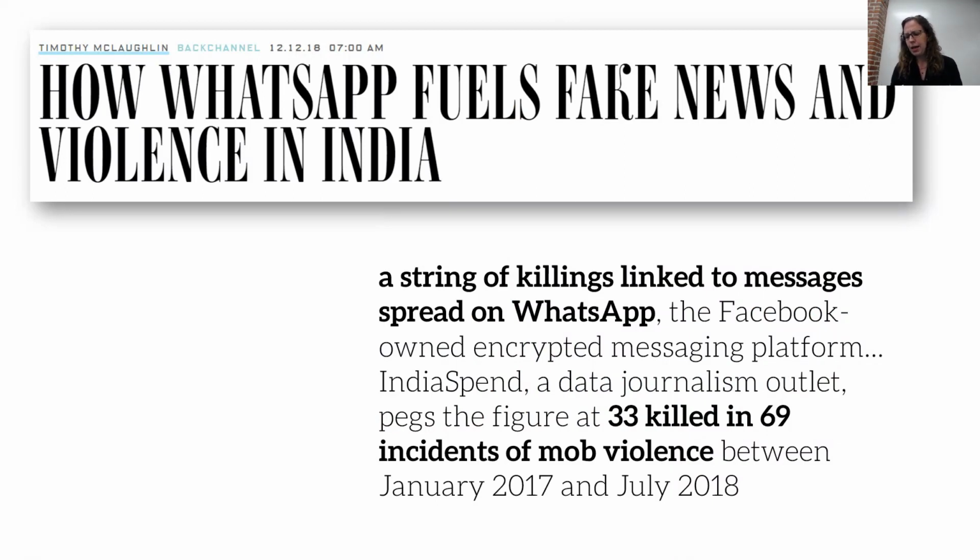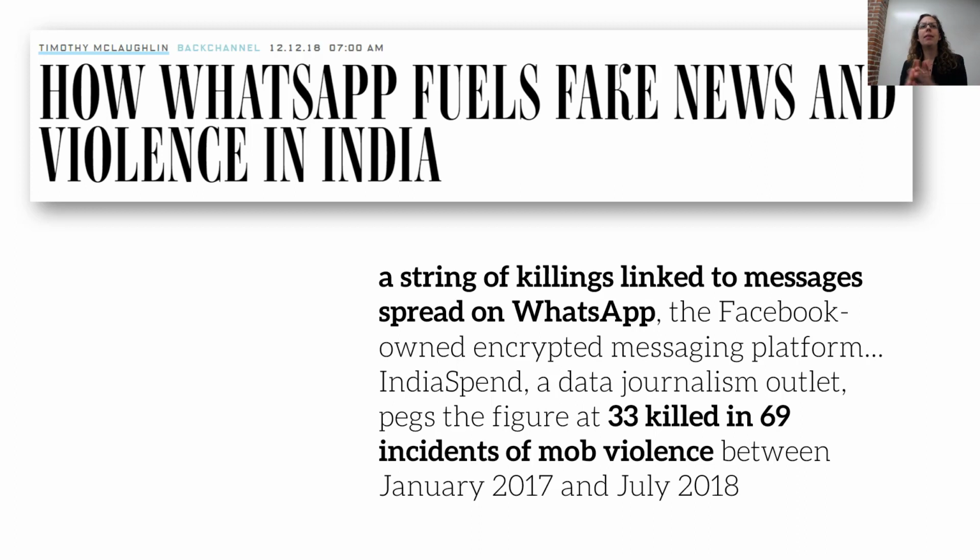In India, there's been a string of killings linked to messages spread on WhatsApp. And as a reminder, WhatsApp is owned by Facebook. One Indian data journalism outlet thinks that 33 people have been murdered in 69 incidents of mob violence between January 2017 and July 2018. In many of the cases, there'll be totally fabricated news of, you know, a child kidnapper coming around, and so then strangers come into a small town and a mob murders them.